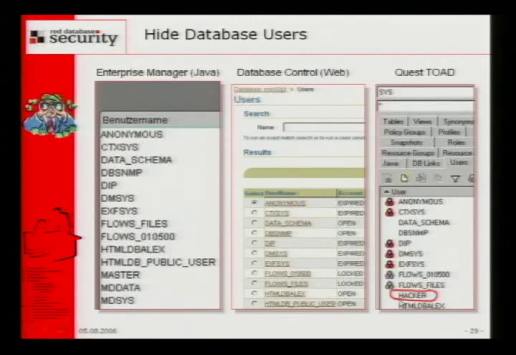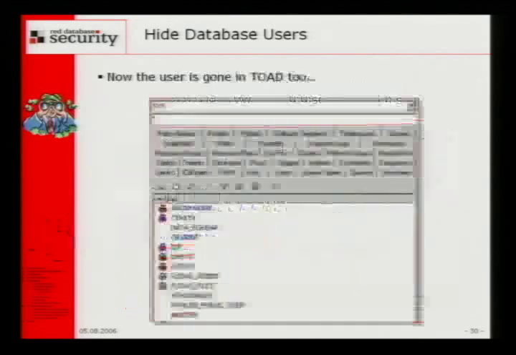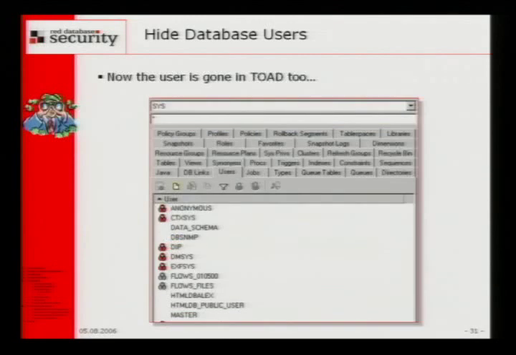Now you can say, okay, Oracle is doing crappy software. That's not always the case. Is Toad a better program? No. Toad is just using a different view, the view ALL_USERS. So if we modify the view ALL_USERS and add our and username not equal hacker, then the user is also gone in Toad. And in most cases, if you don't see something, then it's invisible. You can still look up in the table USER$, but most DBAs are looking in the DBA_USERS view.